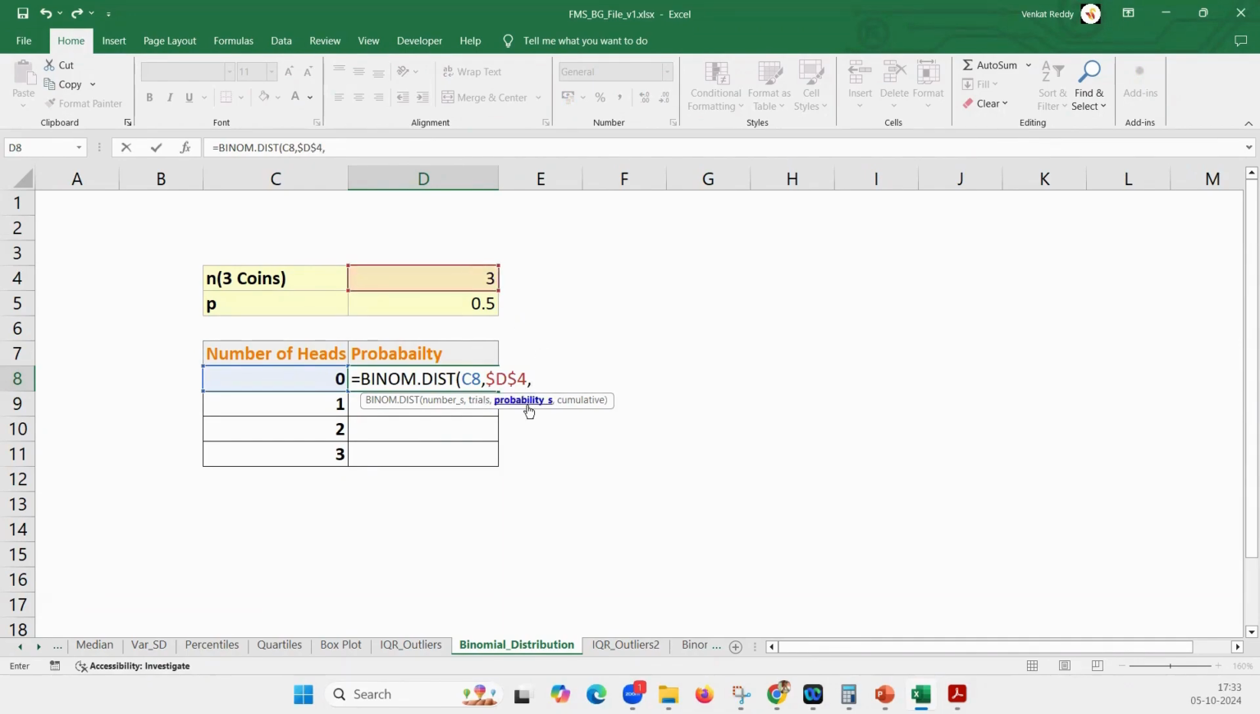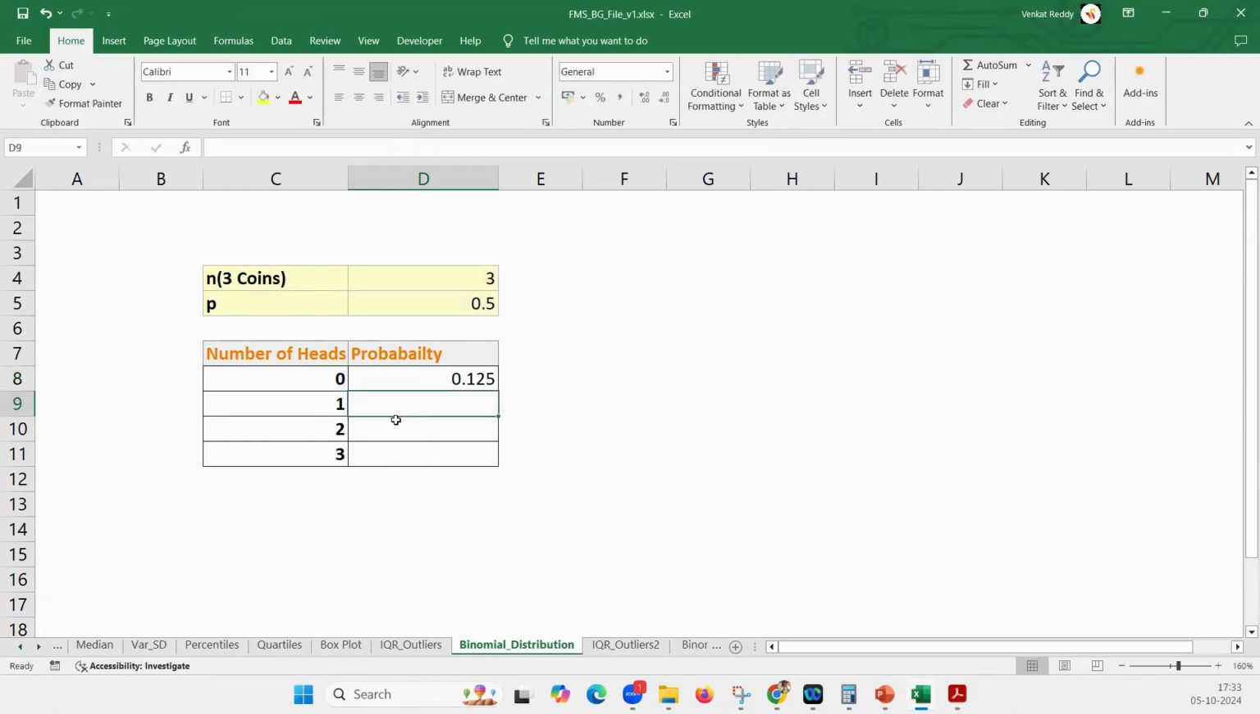Probability underscore s. What does that mean? Probability of success. I will use this. Can I freeze that as well? F4. Yes. Cumulative, yes or no? There is another probability distribution called cumulative distribution. That means it will keep on adding until that probability. We do not want cumulative. We want direct probability. You will say cumulative false. Cumulative would give you the summation of probability with every row, which we do not want. So this is the probability of 0 heads.